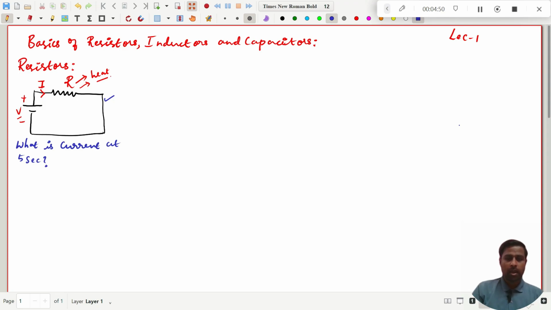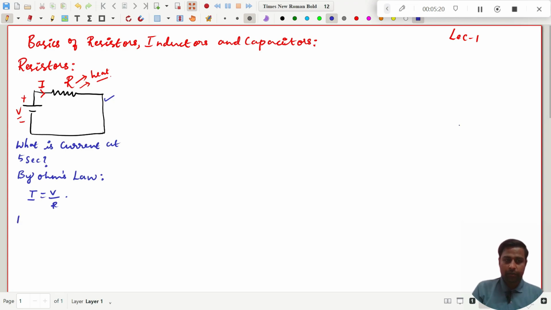After 5 seconds, that is, at the instant of 5 seconds, what is the current flowing in the resistor? That is the value I need to find. And everybody knows by Ohm's law the formula to find current: I is equal to V by R. That is not an issue now.